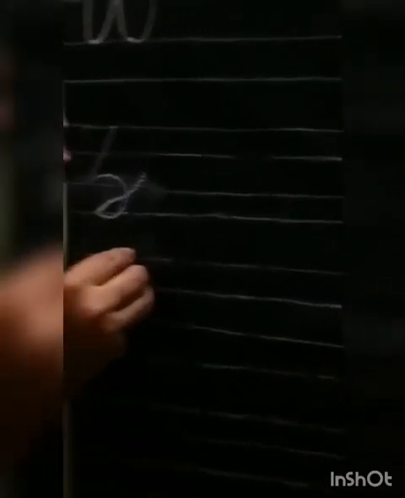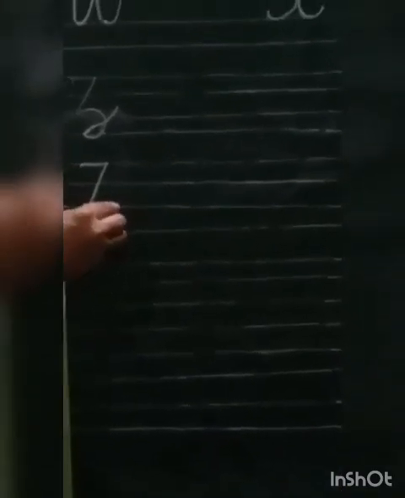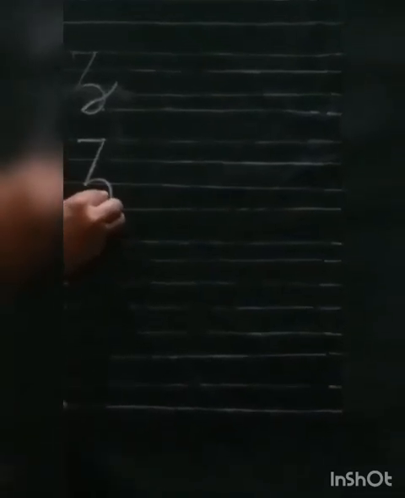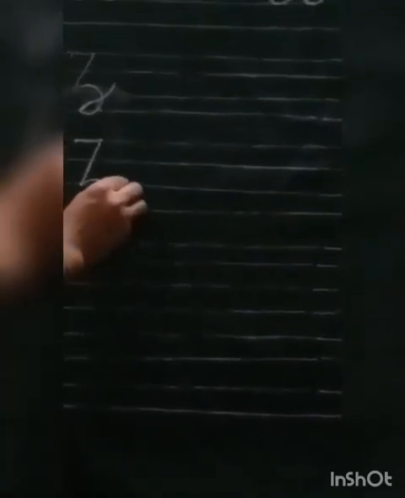Then we see the letter Z and how to write it. One sleeping line on the first line and one slanting line from the first line to the third. Then one reverse half circle curve from the third line to the fourth line and make a small curve. In this way we get the letter Z.